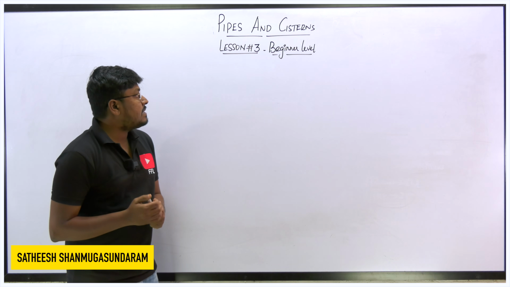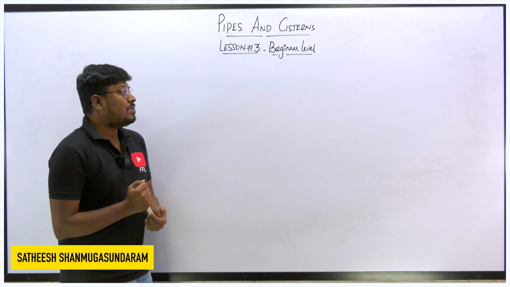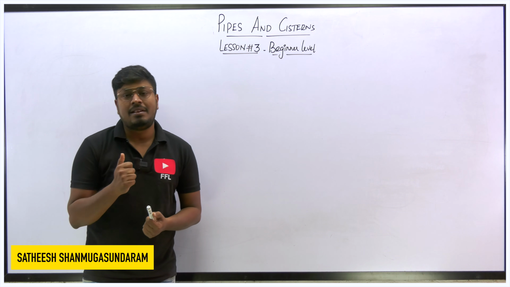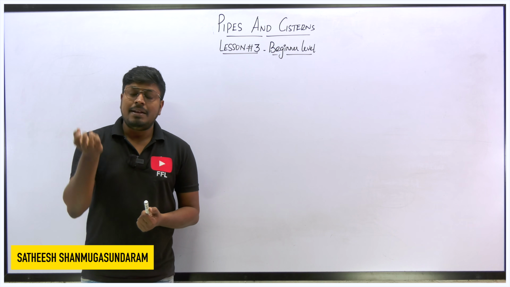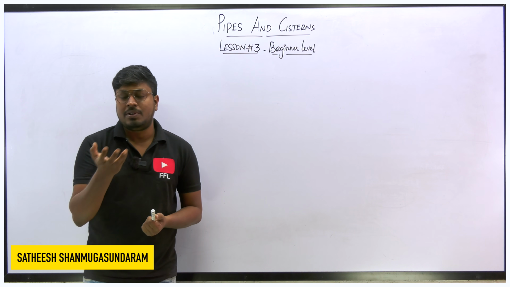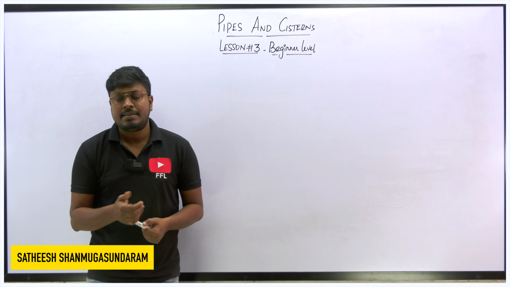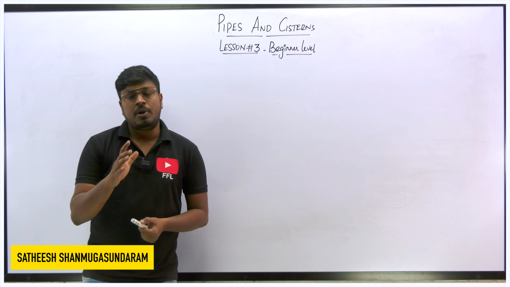So friends, in this lesson number 3 on the topic pipes and pistons, we are going to solve totally 6 questions. All the 6 questions will be beginner level questions. First let me solve the basics and be strong on the basics of the topic pipes and pistons, and then after this lesson number 3, from lesson number 4, we can start solving some of the different cases in the topic pipes and pistons.